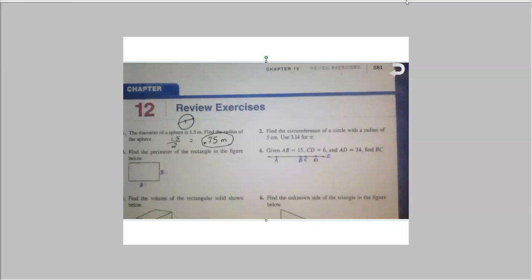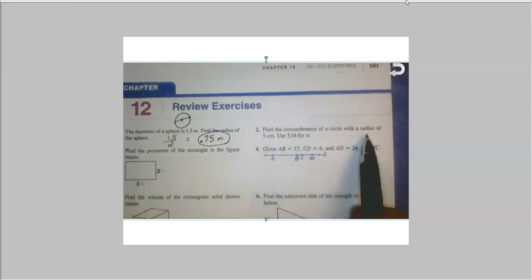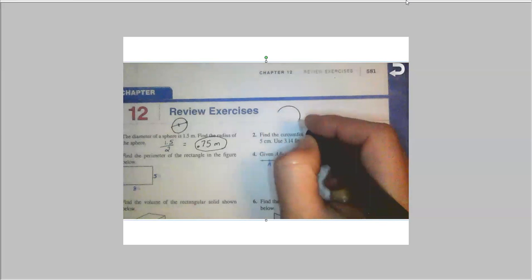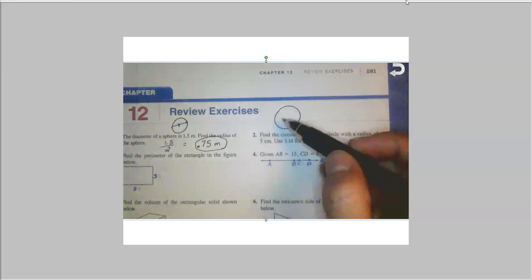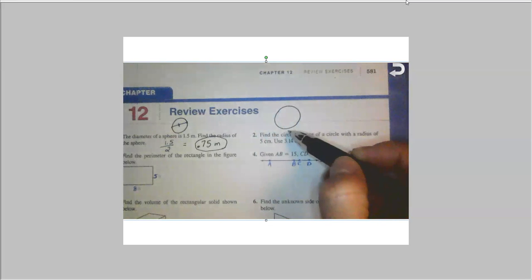All right, so we need to understand what diameter and radius are because we're going to use those values finding things like circumference and area of a circle. So number 2 asks us to find the circumference of a circle that has a radius of 5 centimeters. Use 3.14 for pi. So in a circle, circumference is the distance around that circle. Any other shape, we would call that the perimeter, but for a circle, that's called the circumference.